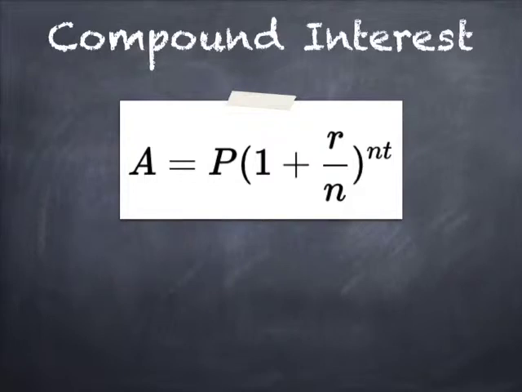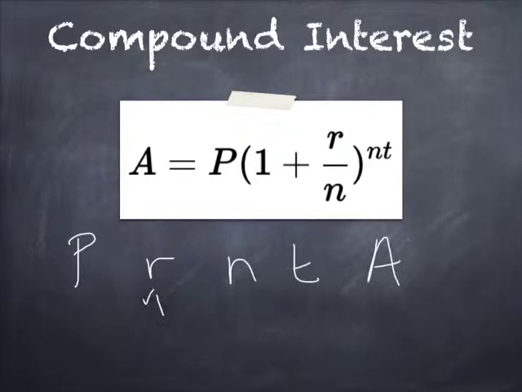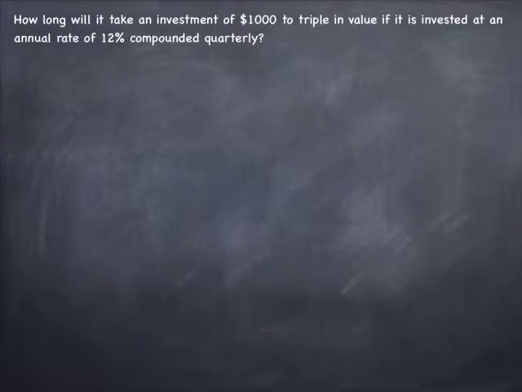Compound interest involves a principal P, that's the amount of money you invest, an annual rate R, that's your interest rate, compounded n times a year for t years, and that'll grow to some amount A. R is always a decimal, so your rate is implied as a decimal. n is the number of times you're compounding it, t is how many years, A is your final amount, and P, again, is your principal, the amount you invest.